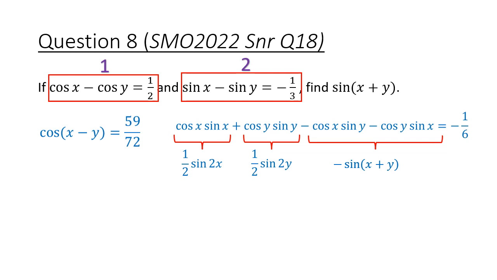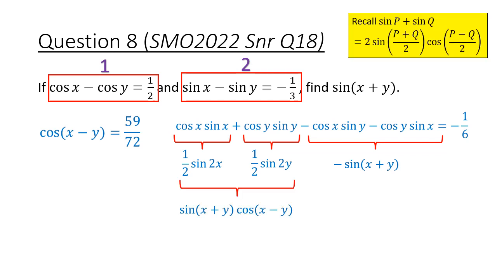For the first 2 terms, half sin 2x plus half sin 2y, we can employ the sum to product formula, and this will give us sin(x plus y) multiplied by cos(x minus y). And we still have our negative sin(x plus y) equals negative 1/6. Now we have a common factor of sin(x plus y), and what would be left is cos(x minus y) minus 1 when we factorize out the sin(x plus y).